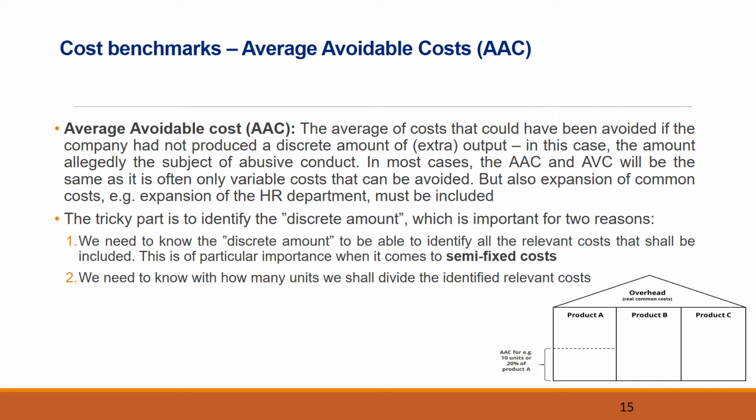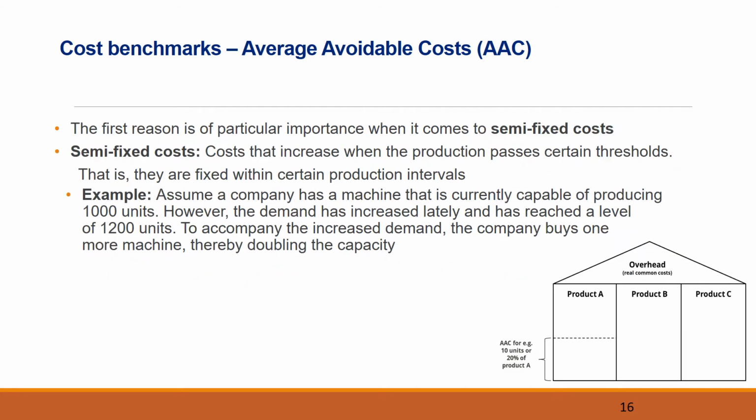The reason is twofold. Firstly, we need to identify all the relevant cost items to be able to identify the relevant costs, the numerator of the AAC. And secondly, we need to know how many units we shall divide the relevant costs with, i.e. the denominator. This is of particular importance when it comes to semi-fixed costs, which are costs that increase discretely when production passes certain thresholds. In other words, semi-fixed costs move upwards in steps.